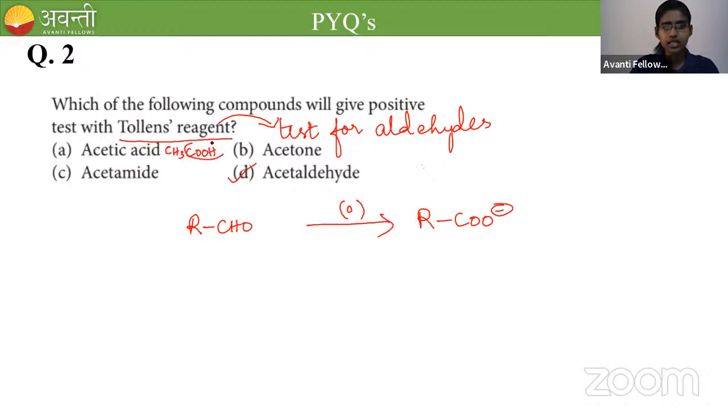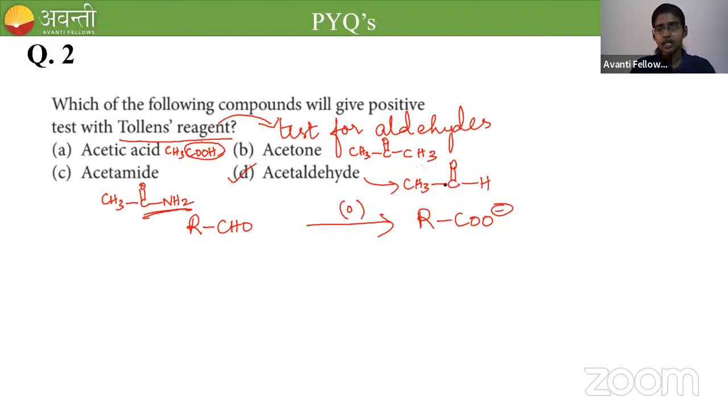So the carboxylic acid group is present in option A, so it will not give a positive test. In case of option B, what is the formula for acetone? CH3, C double bond O, CH3, right? So it is the ketonic part. And acetamide, the formula for acetamide is CH3, C double bond O, NH2. So this is an amide again. Amide will not undergo it, and the formula for acetaldehyde is CH3, C double bond O, H. Got it? So only the aldehyde gives a positive test with the Tollens reagent.